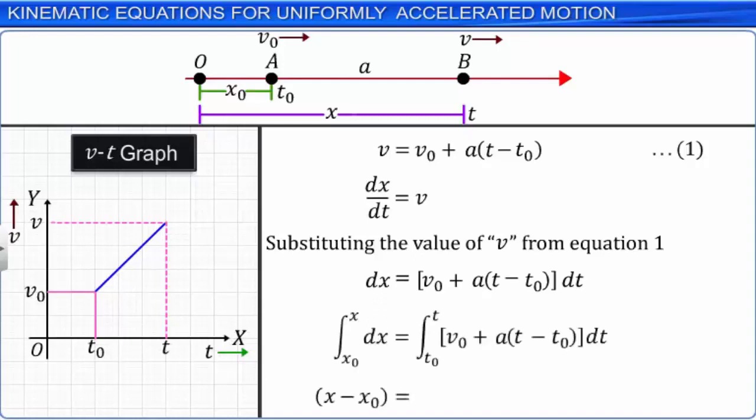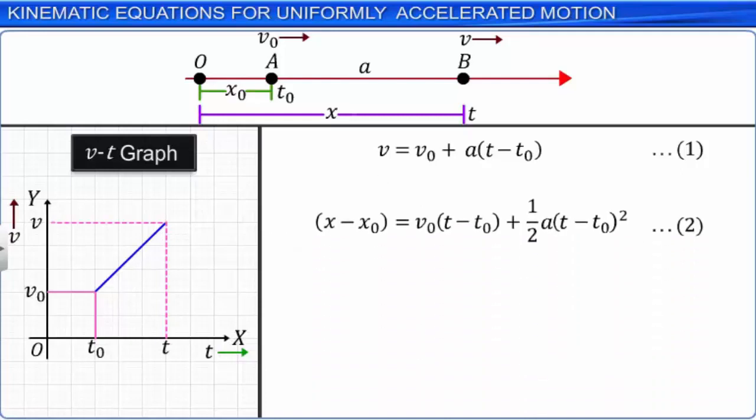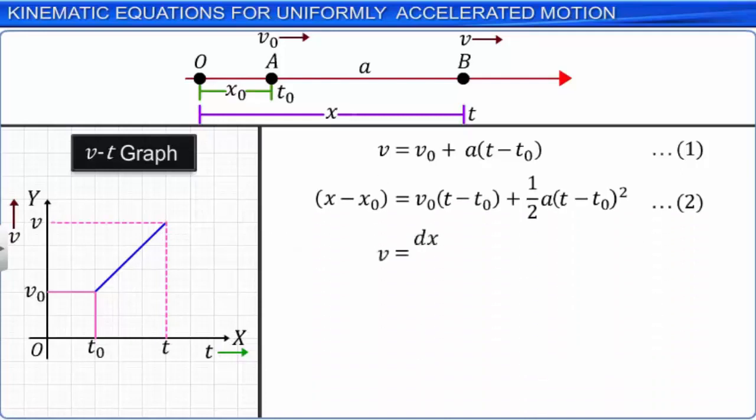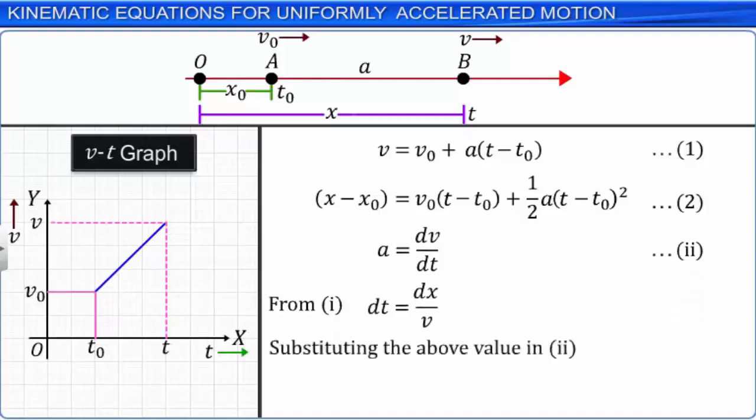This is equation 2 of motion. v is equal to dx by dt and a is equal to dv by dt. From equation 1, dt is equal to dx by v. Substituting the value of dt in equation 2, we get a equal to v into dv by dx. We know that this value of a is a constant.